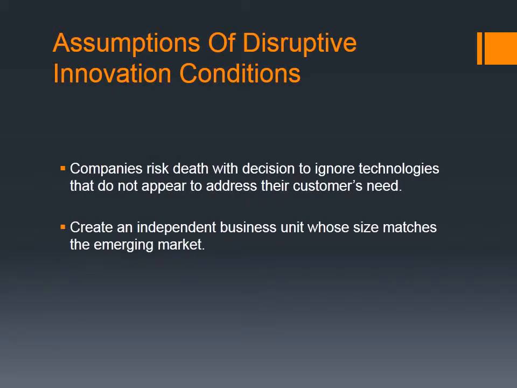Finally, we need to know some assumptions or conditions made about disruptive innovations. First, companies risk death with decisions to ignore technologies that do not appear to address their customers' needs, as they become fatal when two paradigmatic trajectories of progress interact. The second one is, in order to solve the problem, organizations should create an independent business unit whose size matches the emerging market.